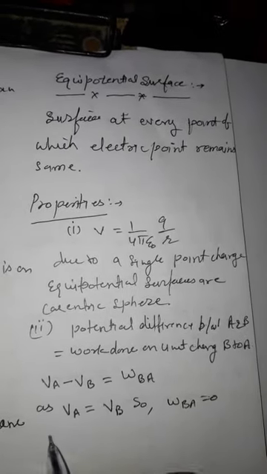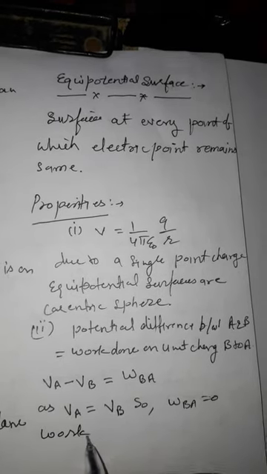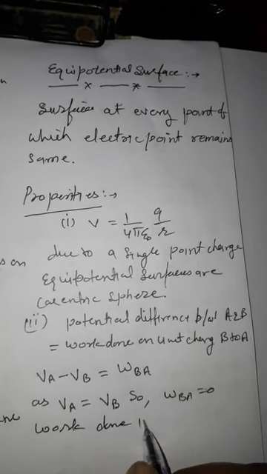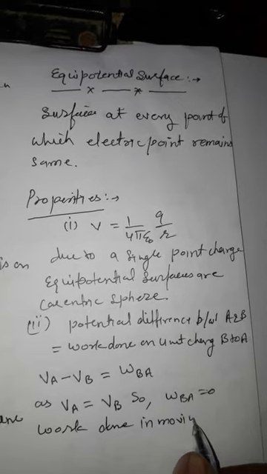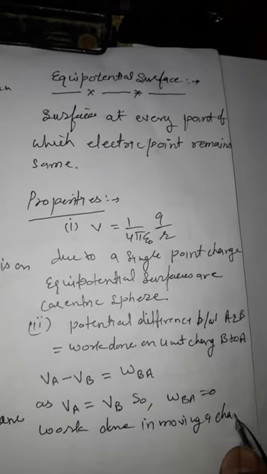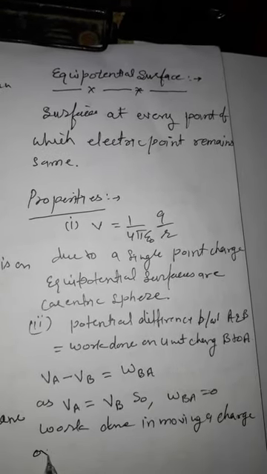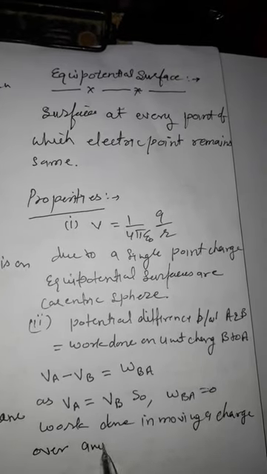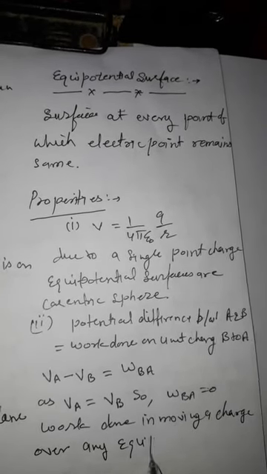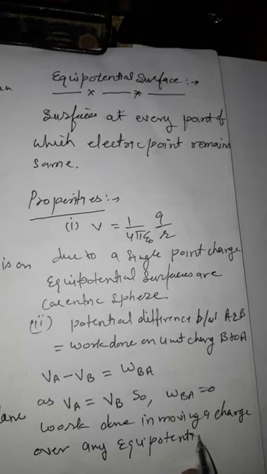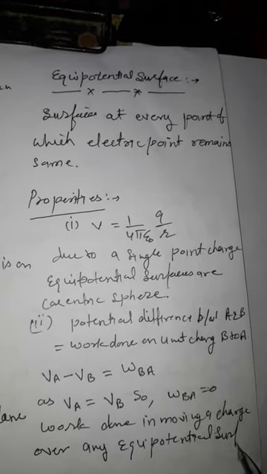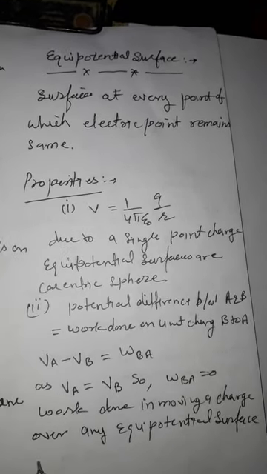So we can say the work done in moving a charge over any equipotential surface is 0.